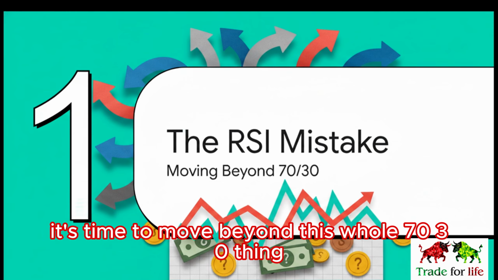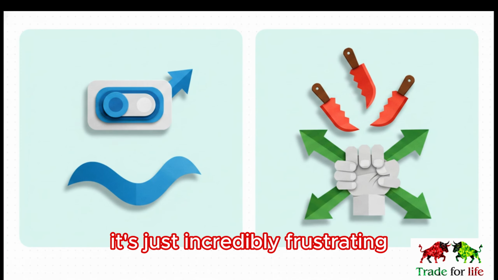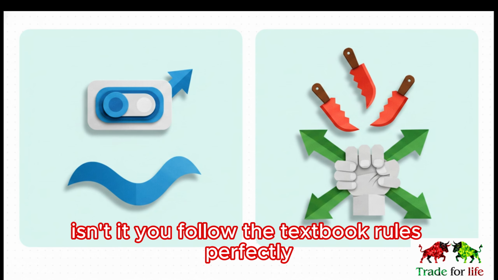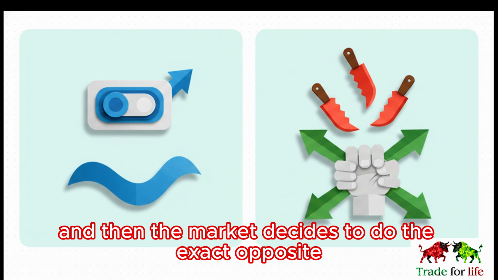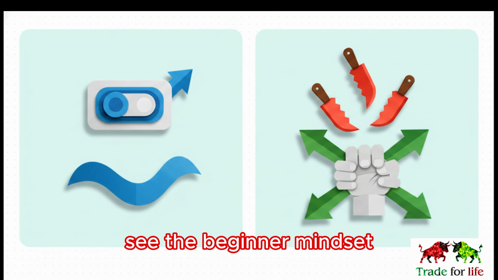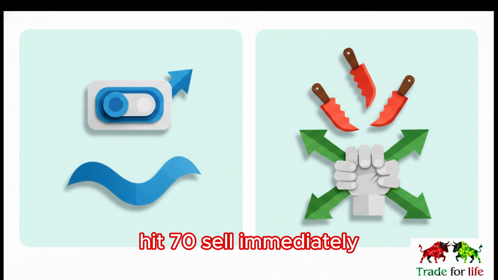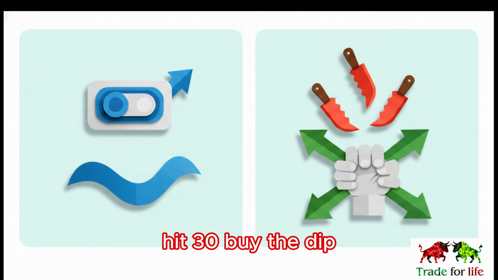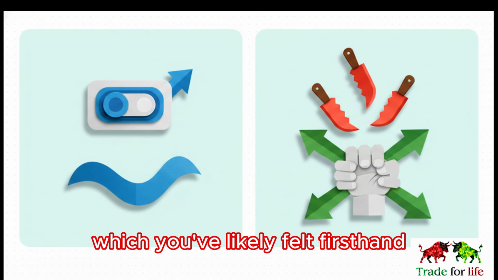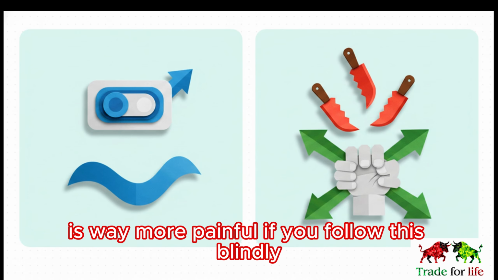It's time to move beyond this whole 70-30 thing. It's just incredibly frustrating, isn't it? You follow the textbook rules perfectly, and then the market decides to do the exact opposite. See, the beginner mindset treats the RSI like a mechanical switch. Hit 70, sell immediately. Hit 30, buy the dip. But the harsh reality, which you've likely felt firsthand, is way more painful.